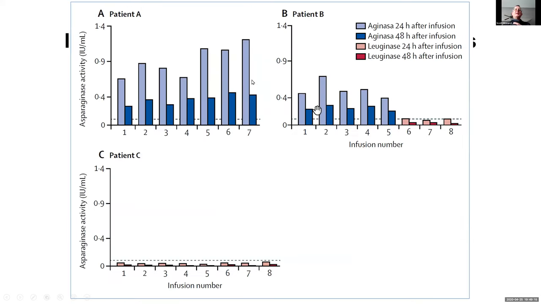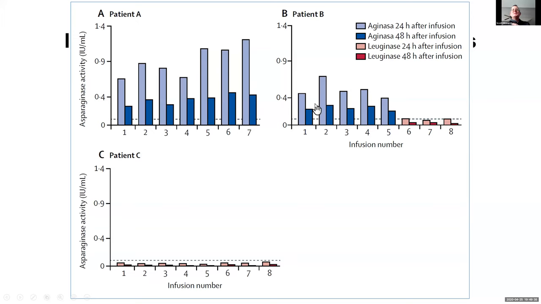And I'm going to show it a little bigger. Here's the peak level and the trough for each patient, each dose. So here's dose number 1, 2, 3, 4. And here's the level that the asparaginase should be to be effective. So you see that the previous asparaginase in Brazil, Aginasa, was very good. And so the patients who got this should be fine.